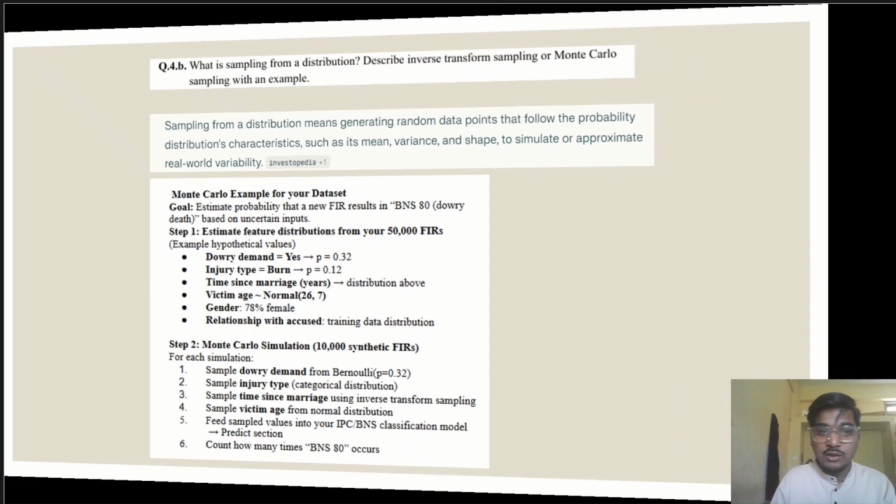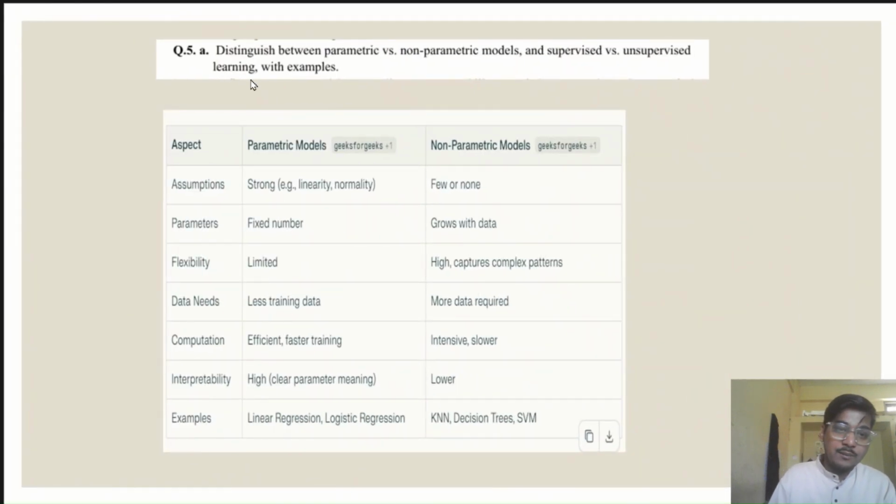Let's move to the next question, 5a. It is asking to distinguish between parametric versus non-parametric models and supervised versus unsupervised learning models with examples. First, let's discuss parametric and non-parametric models. In terms of assumptions, parametric models take strong linear or normal assumptions, whereas non-parametric models make very few or no assumptions. Parameters in a parametric model are a fixed number, whereas in a non-parametric model, the parameters grow with the data.